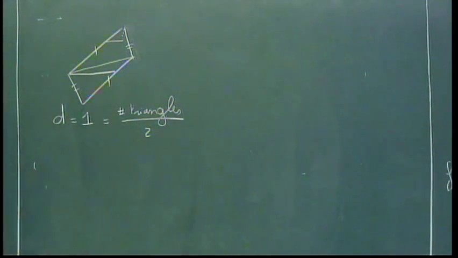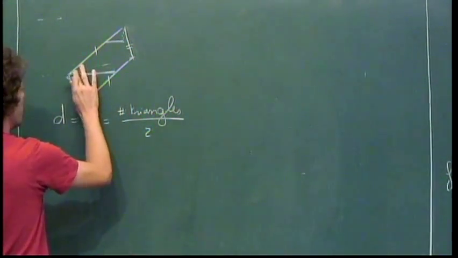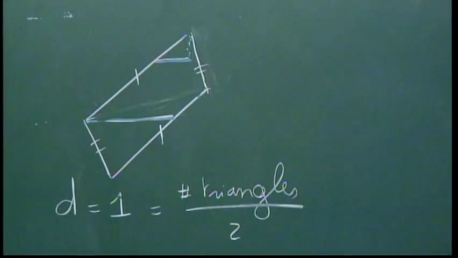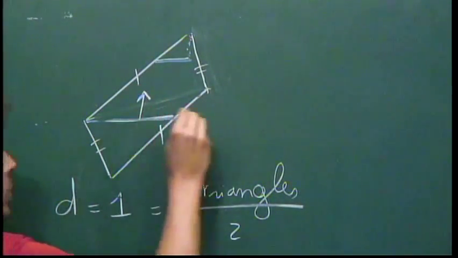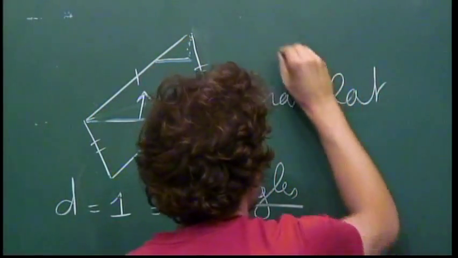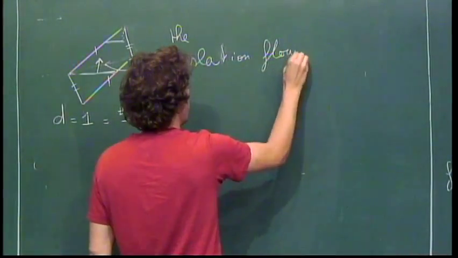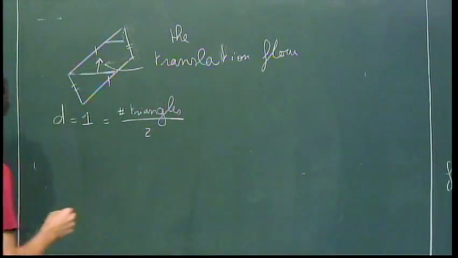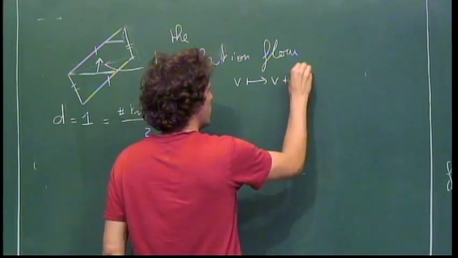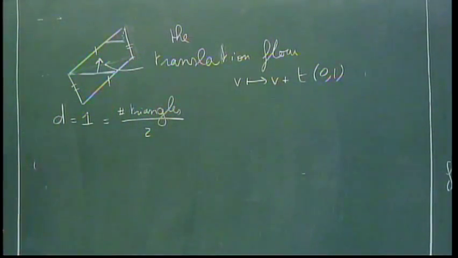Oh, the color is not the good one. OK, I have a blue segment in my surface here. And in my translation surface, I can look at the flow, which consists just in going in the vertical direction. So in these surfaces, I have a flow that I call the translation flow, which is just the flow that is induced from the structure of the triangle by the point V going to V plus T times the vector (0, 1). So you just go up at speed T.